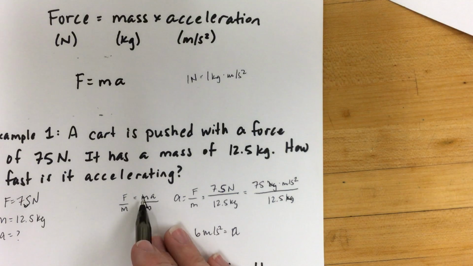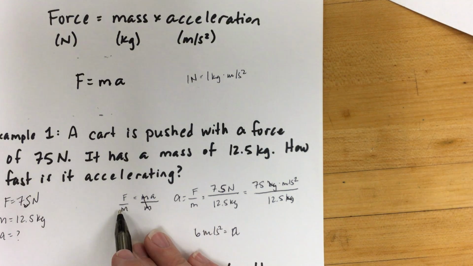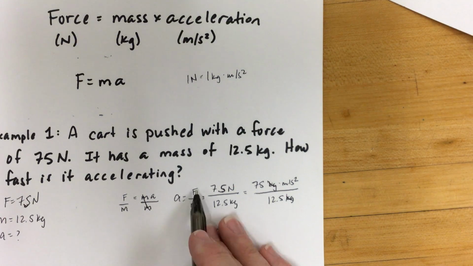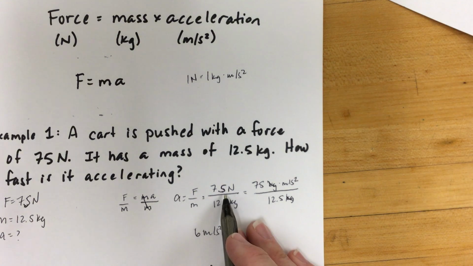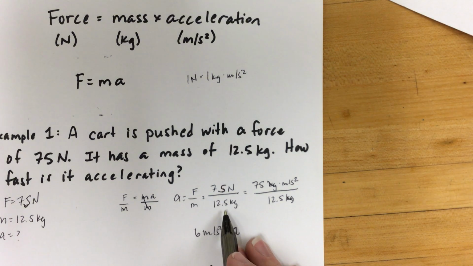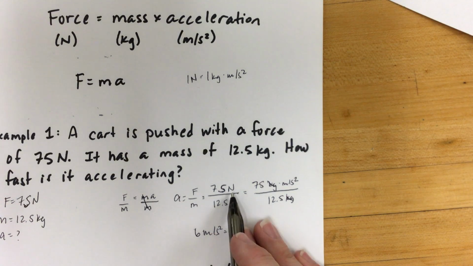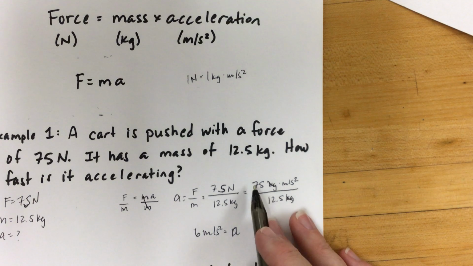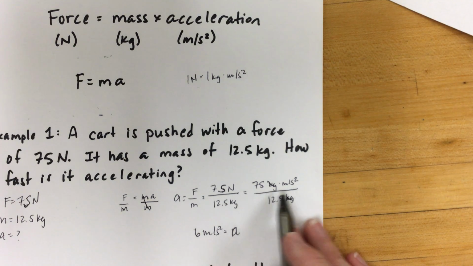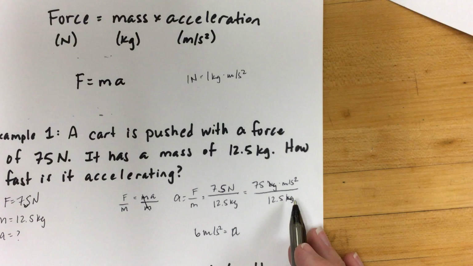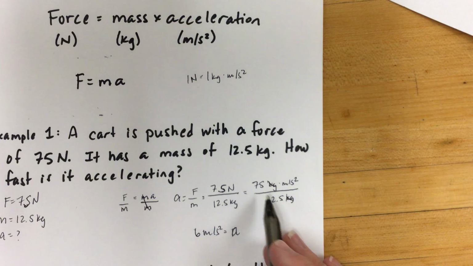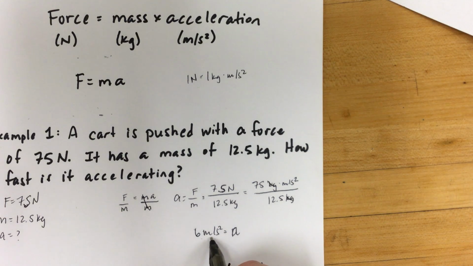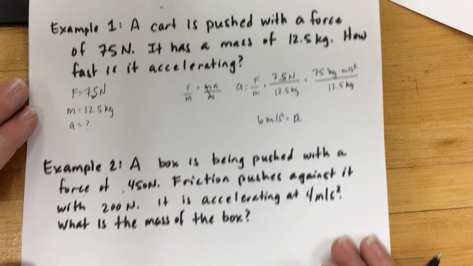So I have F equals ma. I bring the m over. So I have a equals force divided by mass. I have the force of 75 newtons divided by the mass of 12.5 kilograms. We know that newtons break up into kilograms times meters per second squared. So I have 75 of those divided by 12.5 kilograms. The unit of kilogram cancels out, the numbers stay. 75 divided by 12.5 gives me 6 meters per second squared, and that would be my acceleration there.